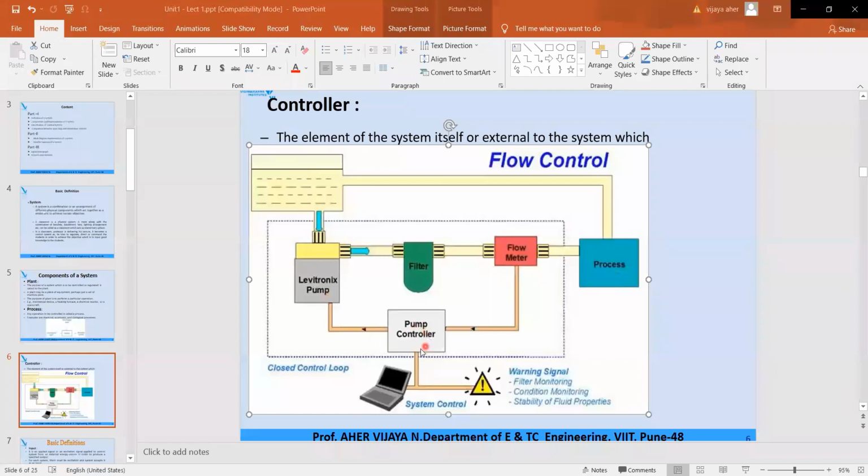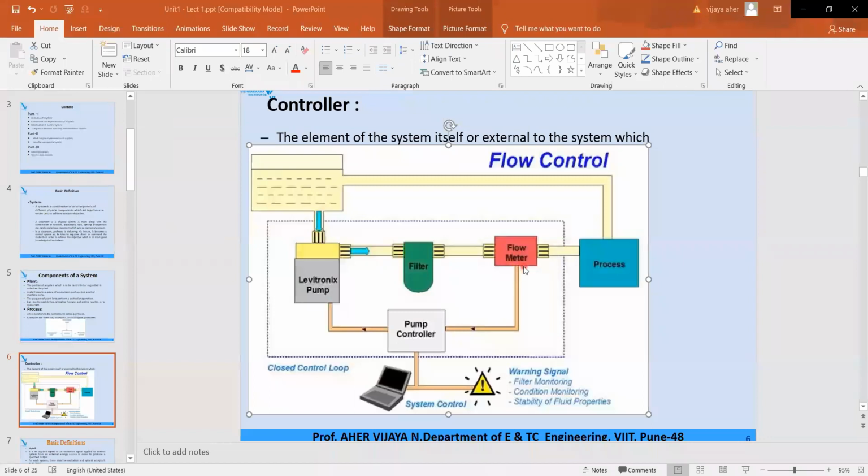This is your pump controller. This is nothing but your filter. The function of the filter is to filter out the dust component present in the water. That water is transferred through the filter to the flow meter. In the flow meter, you can use an orifice, rotameter, or manometer tube. The output of this flow meter is given to the process, and accordingly you will get the output of your process. This is nothing but your closed loop control system.